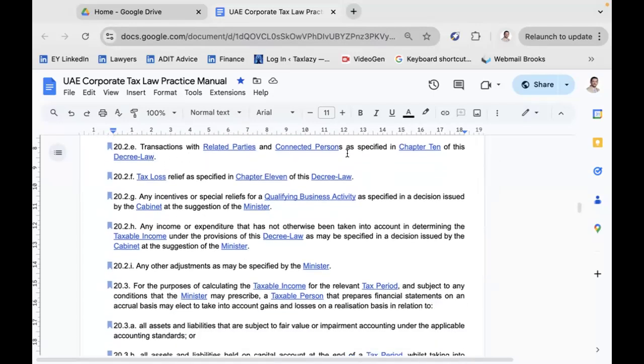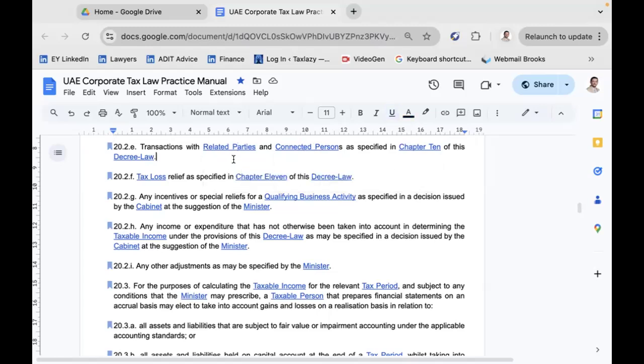Transactions with related parties or connected persons. Now, which article was that? Can you guys remember? I just told you, right? Arm's length transaction, Article 34. Article 34, and the next articles: Article 35, which is for related parties. If you look at it, this is Article 35, and connected person is the very next article, Article 36. Okay, so 35 and 36.